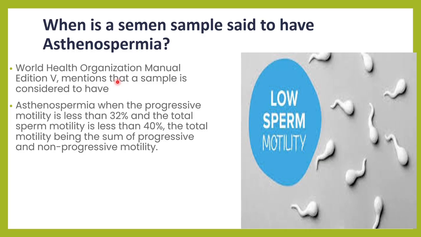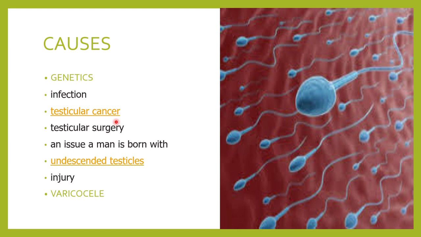When the semen sample shows motility less than the reference range, that is called asthenospermia or asthenozoospermia. When the progressive motility is less than 32%, or the total sperm motility, that is progressive as well as non-progressive sperms, is less than 40% in that semen sample, then that is called asthenospermia.